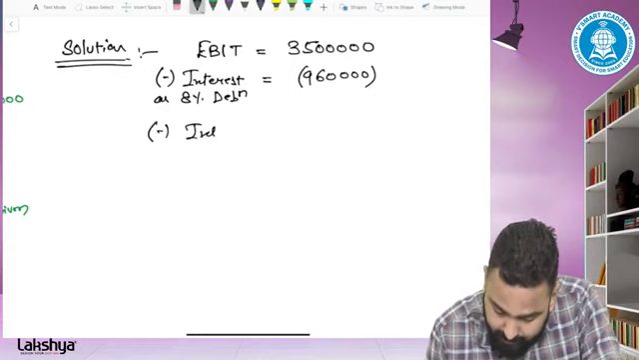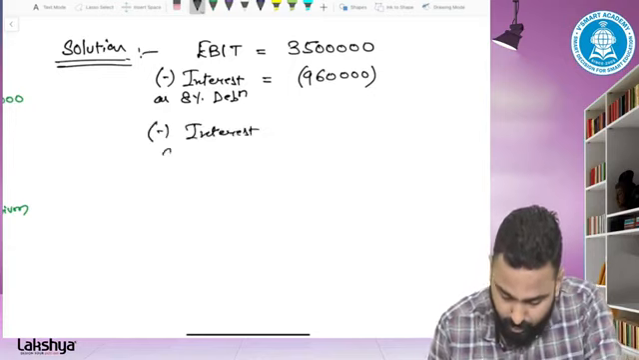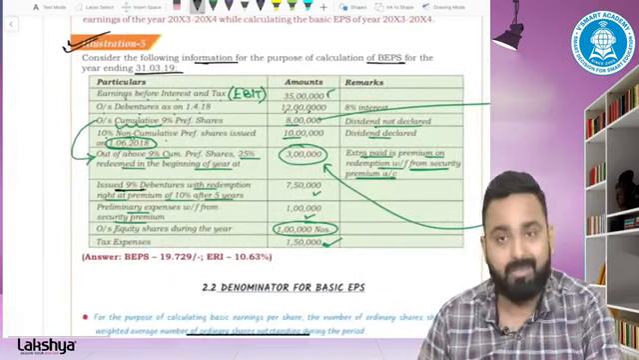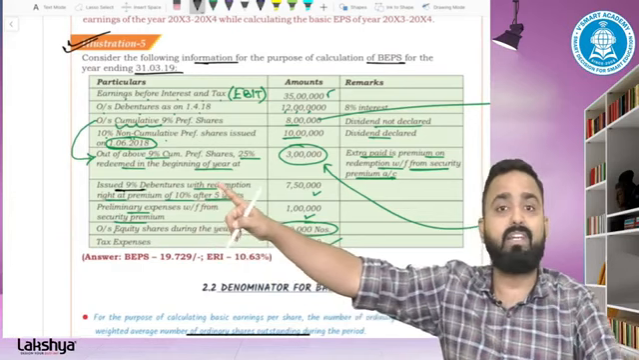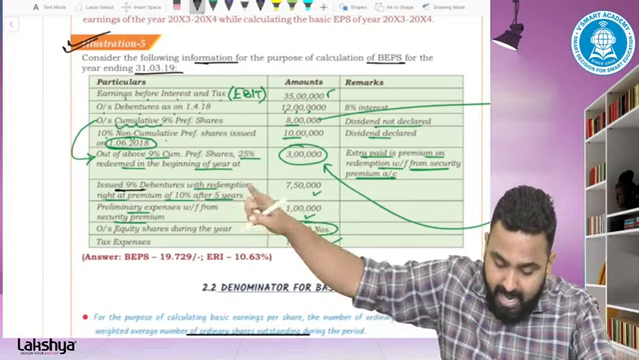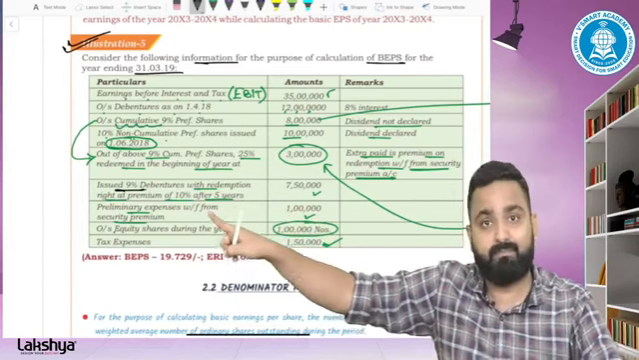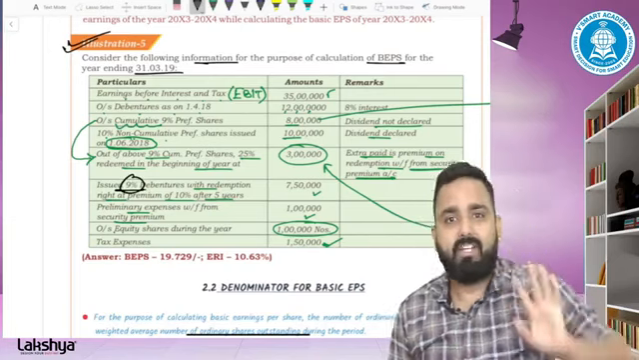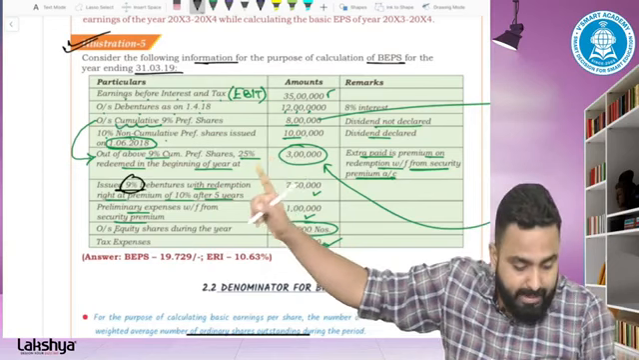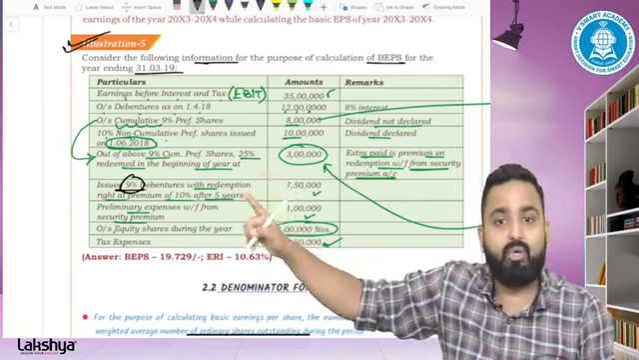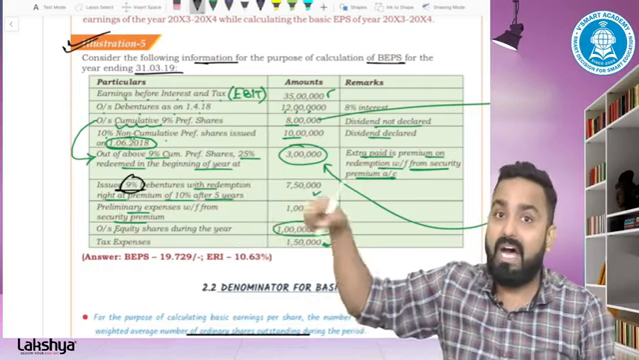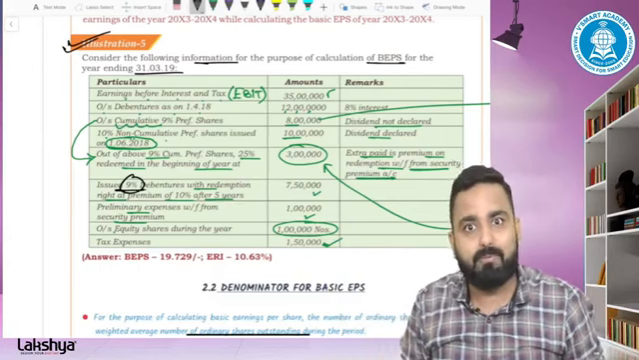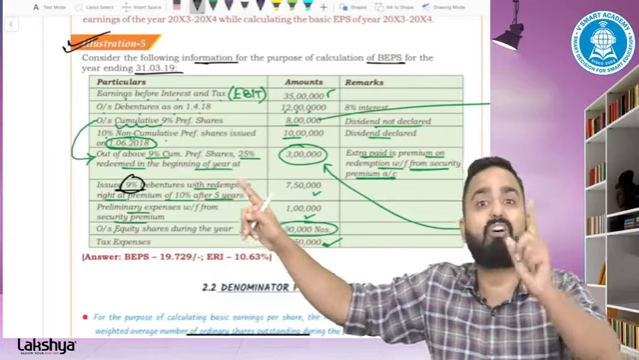Here, one more interest on debentures will be calculated, 9% debentures, but these 9% debentures are to be redeemed after 5 years at 10% premium. So the 9% is not actually the effective rate. If you are going to redeem this after 5 years, you have to pay the extra premium. So the extra premium is also your expense. You have to calculate the effective rate of interest.